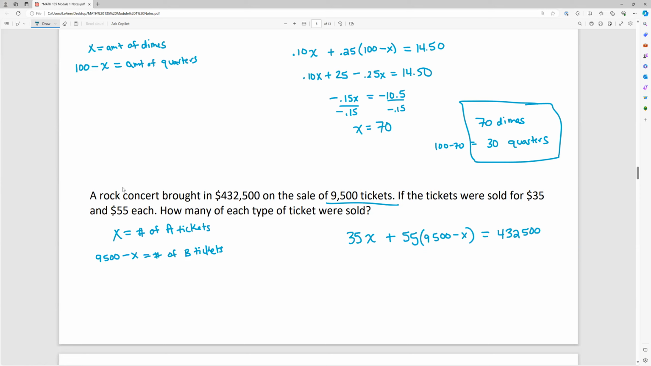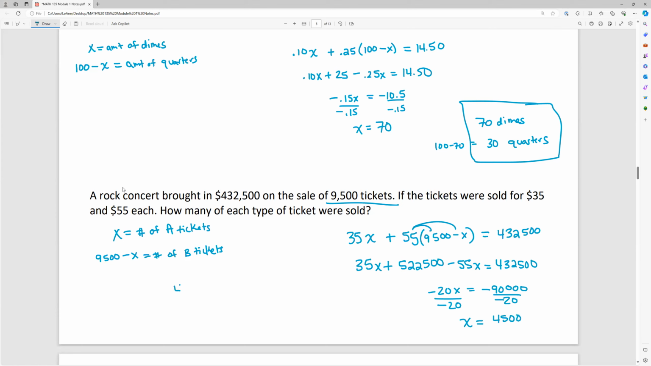432,500. Okay, we're going to distribute the 55 to both of those parts. So 35x plus that would be 522,500 for that first part, minus 55x equals 432,500. Combine like terms on the left, that's a negative 20x. I can also subtract the 522,500 over to the right side. That's going to give me negative 90,000. And they're both negative, so when I divide, I'm going to get a positive. That's going to come out to 4,500.